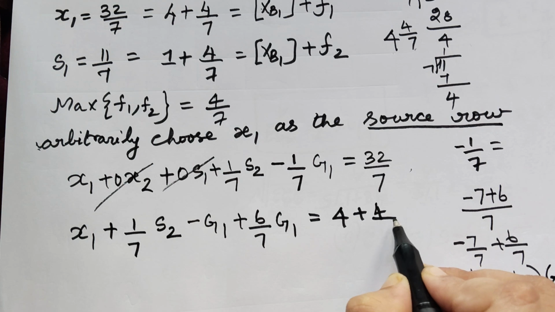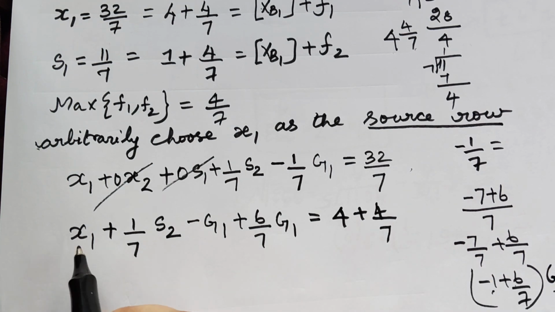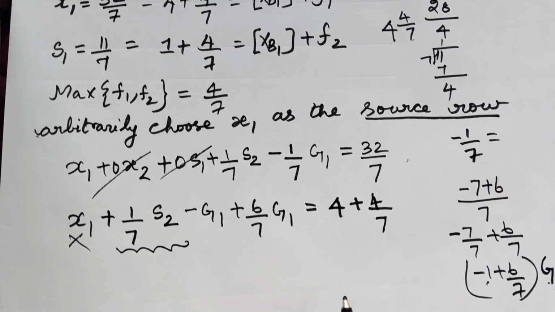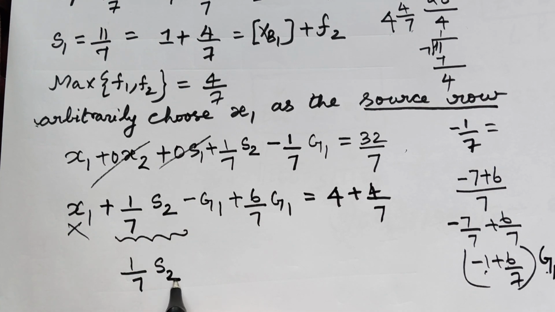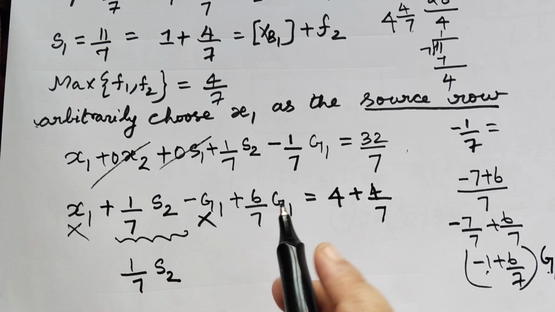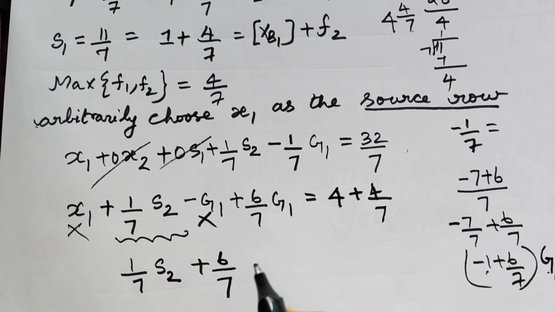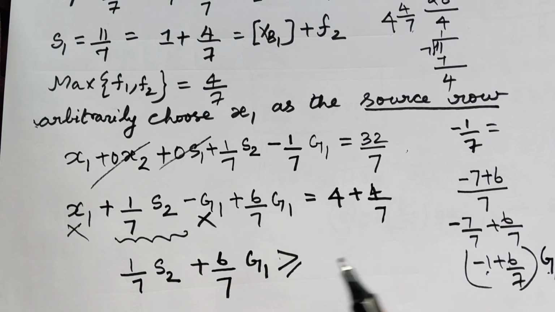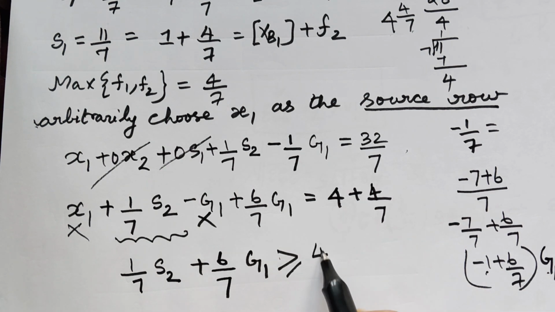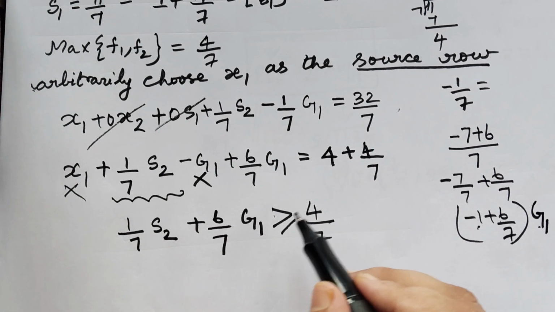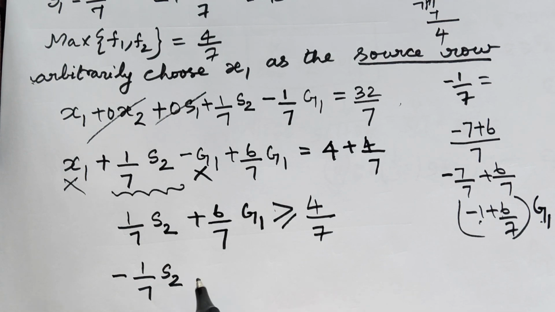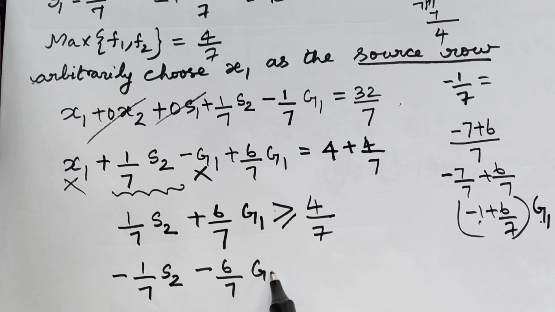Next step, we will consider only the fractions and leave the integers. So this is an integer, so you leave it. This is a fraction, so 1 by 7 s2. This is an integer, so you leave it, plus 6 by 7 g1. Since we are neglecting the integers, we can write this as greater than or equal to 4 by 7, writing the fraction alone. Now we want to make this greater than or equal to inequality a lesser than or equal to, so multiply throughout by minus 1. So minus 1 by 7 s2 minus 6 by 7 g1 is lesser than or equal to minus 4 by 7.